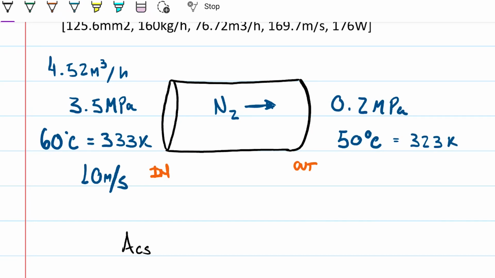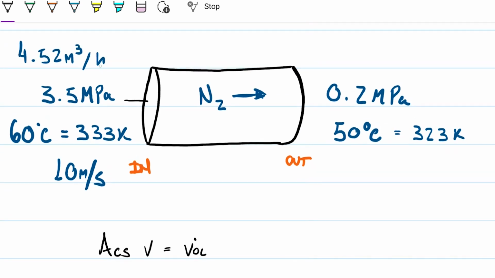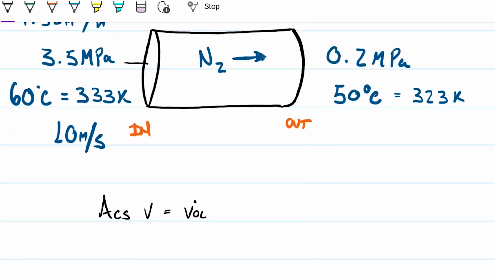And I'm going to relate the cross-sectional area with the volumetric flow rate, because if there's a certain velocity going through a certain area, that velocity in meters per second times the area in meters squared is going to give me a volumetric flow rate. So if I multiply velocity and cross-sectional area, I get a volumetric flow rate. Surprise, surprise, I have a volumetric flow rate, so I can use that to my advantage.